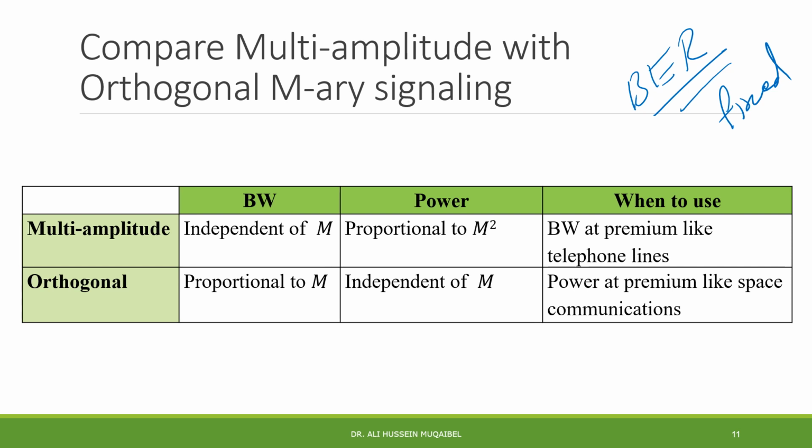Now, who uses this, who uses that, and why do we have 2 options? I'm just giving you examples. Use multi-amplitude when the bandwidth is at a premium. When bandwidth is very expensive and very limited, you go for multi-amplitude because you don't want to increase the bandwidth. This is like in telephone lines. And we go for orthogonal when the power is at a premium, because you don't want to increase the power by going for a higher number of symbols. This is like the example of space communication, because shuttles in space don't have power to waste. So this table summarizes multi-amplitude and orthogonal, which are 2 types of M-ary communication.